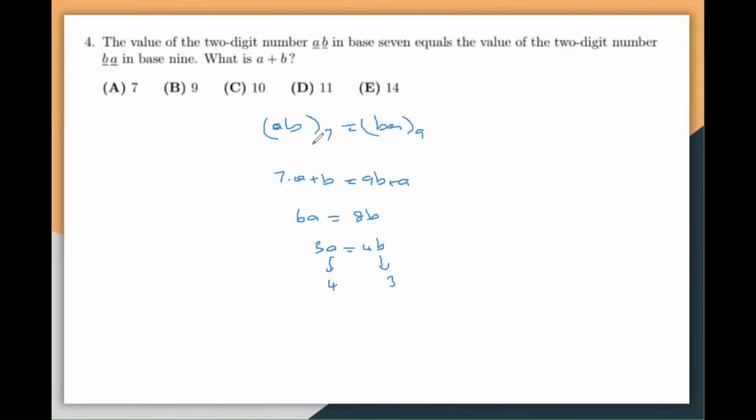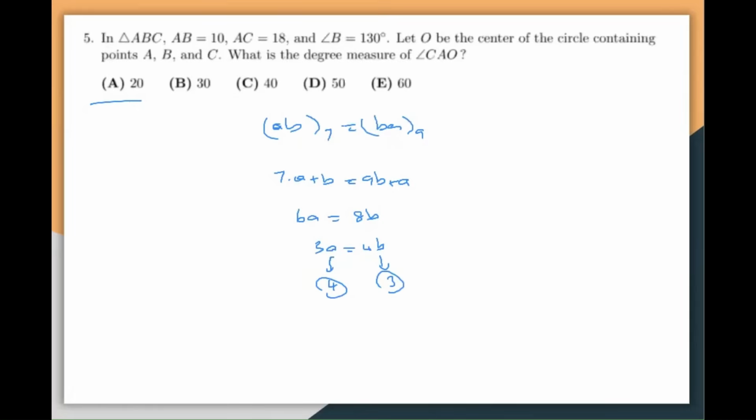Since we are in base 7, it has to be lower than 7. So if I take 4 and 3, that does work. But if I double these numbers to get the same equation, that will be 8, but 8 doesn't work. So the only one that actually works is 3 and 4. So that is the sum. Okay, that was slightly easier.